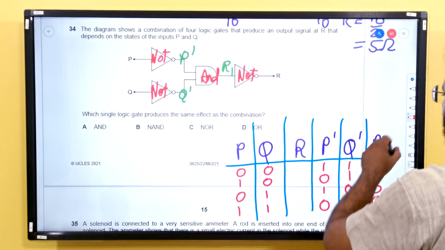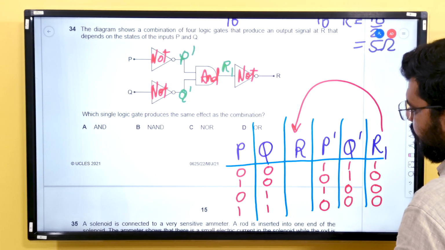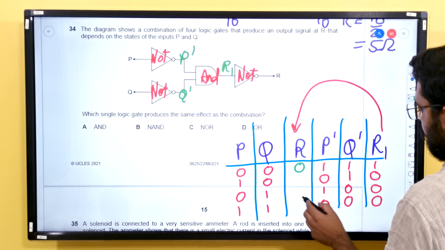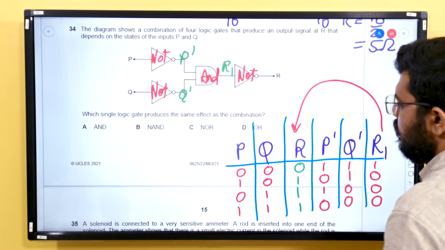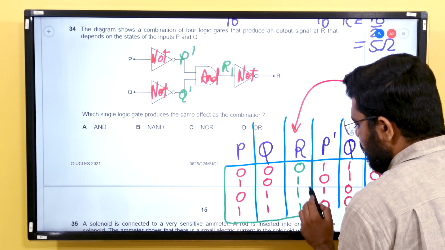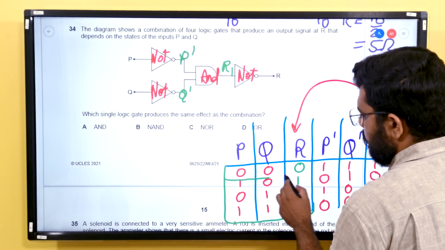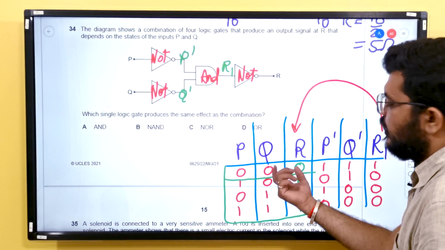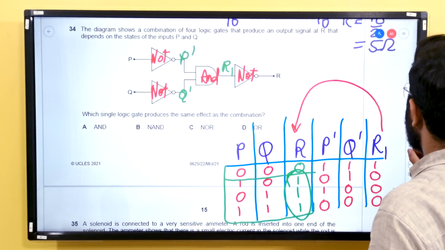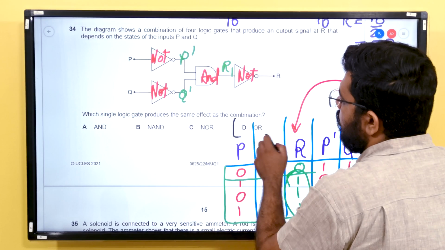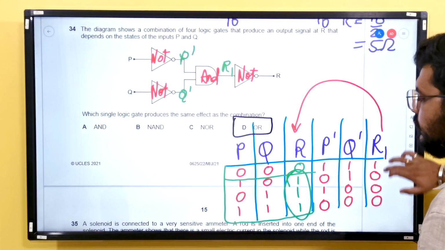Okay. Now, from here, let us understand what happens when a complement is taken. So 1 becomes 0, 0 becomes 1, 1 becomes 1, and 1 becomes 1. So let us check here that whenever the output is 0, the input is 0, 0. Only for that case the output is 0. Everywhere else the output is 1. Such a gate is an OR gate. So your correct answer is option D, OR gate.